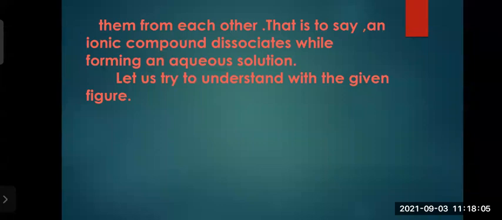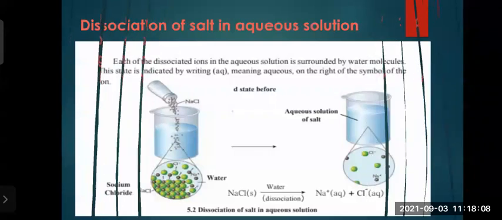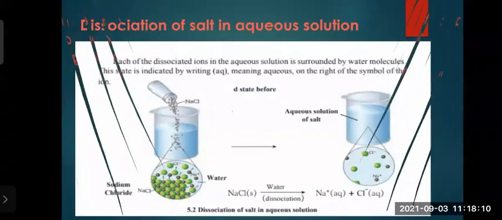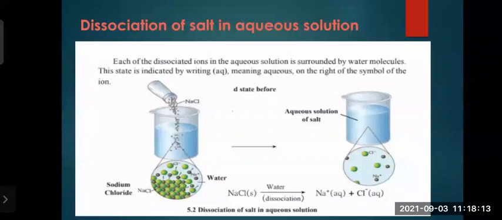Let us try to understand with the given figure. Is it in your textbook? Yes. So what I said, on dissolving in water, you are putting some salt in water. Salt is an ionic compound. So when an ionic compound dissolves in water, an aqueous solution is formed. When the salt is in solid state, the oppositely charged ions, the Na plus and the Cl minus, are very close to each other. I will zoom in and show you.